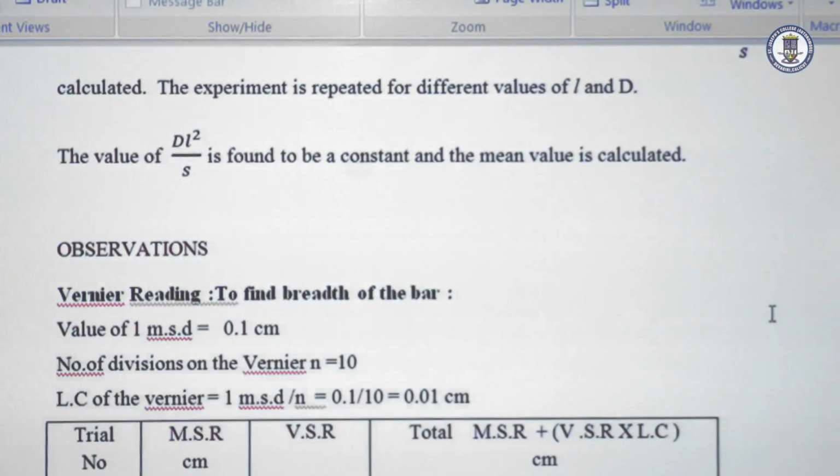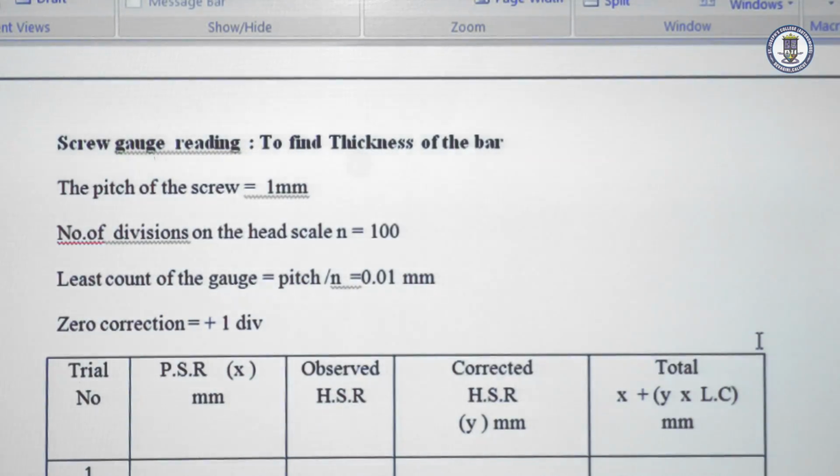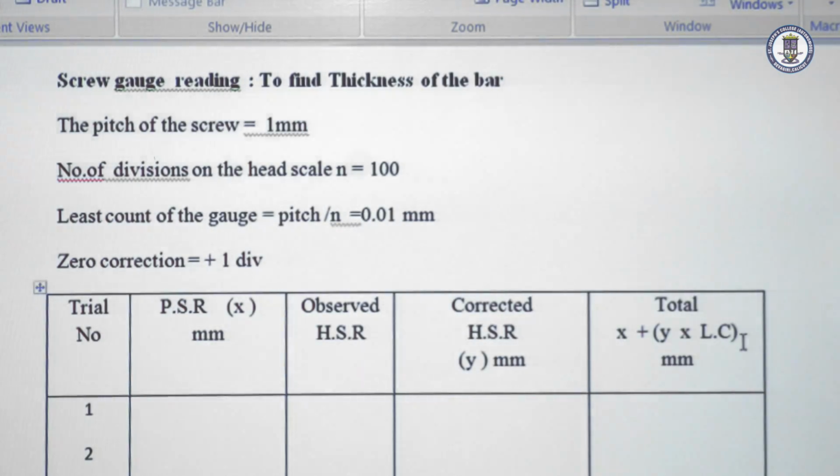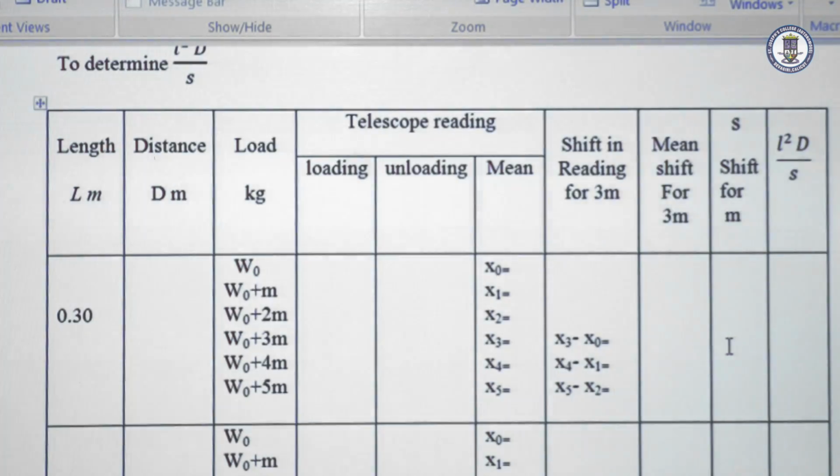Now coming to the observation tabular columns, we want to find the breadth of the bar. For that we use a vernier caliper, so that is the tabular column for the vernier caliper. Then we determine the thickness of the bar with the help of a screw gauge. So this is the tabular column for the screw gauge for the determination of d, the thickness of the bar. Then for the determination of D L squared by S, initially the cantilever is arranged such that the length will be 30 centimeter or 0.3 meter. Now capital D we can measure, that is the distance between the scale and the mirror strip.